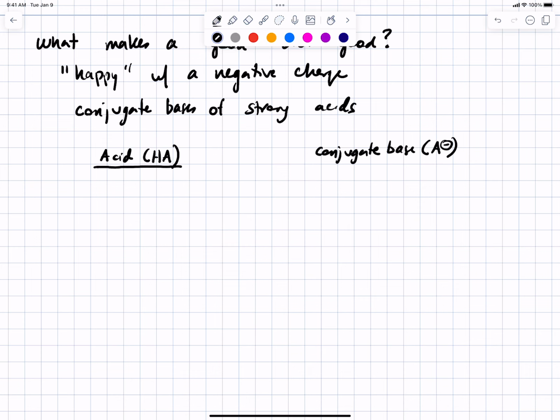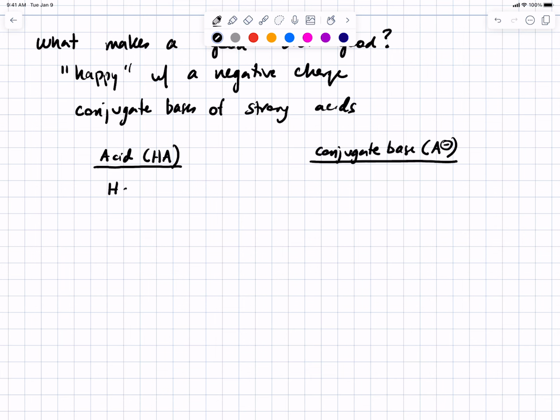The abbreviations HA and A minus are okay. They're not necessarily great universally. We're going to see that some acids are neutral and have negatively charged conjugate bases, but we will also have positively charged acids that have neutral conjugate bases. So be prepared to be a little bit general.